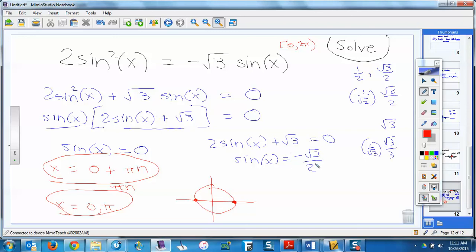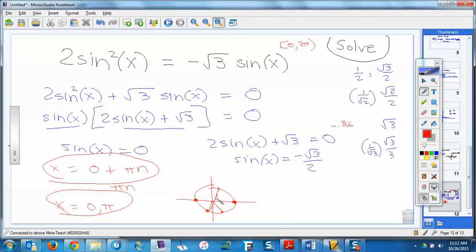Negative root 3 over 2. When is sine negative root 3 over 2? Pi thirds. That's pi thirds. Now, I don't know how you want to remember it, but sine is the y. Negative root 3 over 2 is negative 0.866. I put it in the wrong place, isn't it? It's negative, so it's not in quadrant 1, is it? But that's bigger than 1/2. 1/2's down here, so it's actually down here and down here. It's pi thirds reference angle.